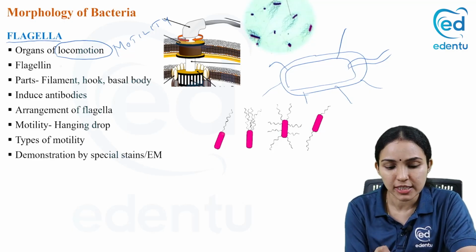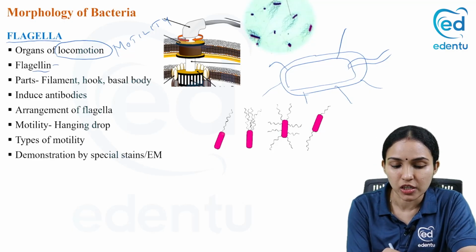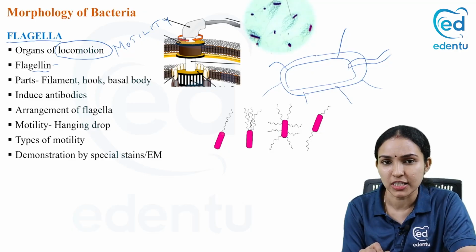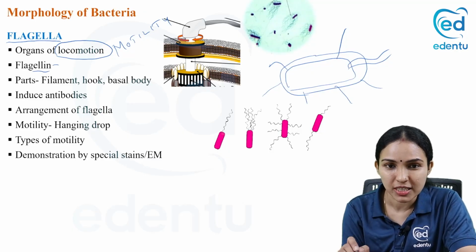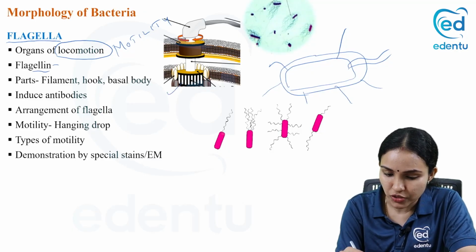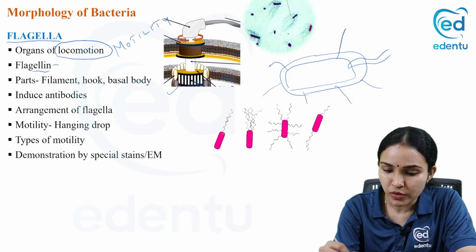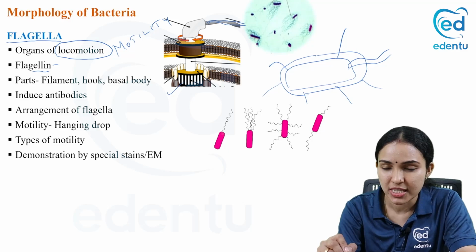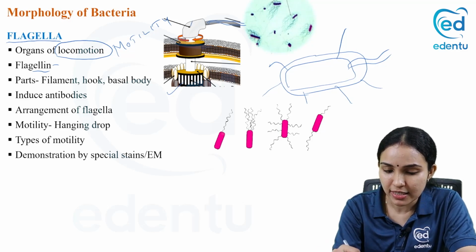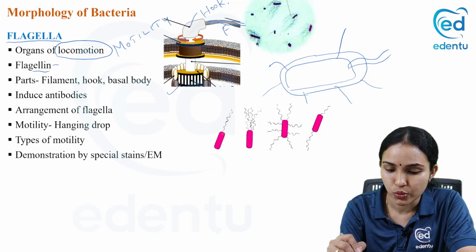And what is flagella composed of? It's composed of a protein called flagellin. It's easy to remember: flagella, flagellin. And it has three parts. You can see in this picture, it's a pictorial demonstration. This is called the filament. The long protruding thing is the filament, which is the propeller. And then there is a hook region. So this is the filament region. This is the hook region.